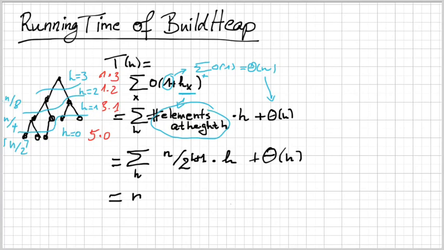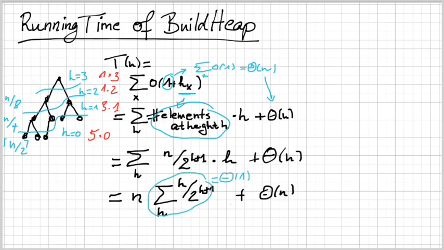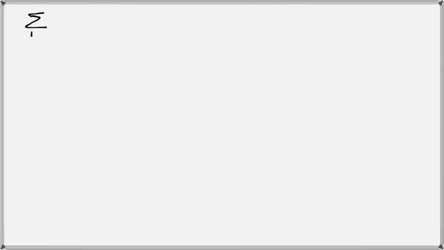Now I'll take the n out of the sum, then I have n times the sum plus order n. And now I claim, and we'll have a closer look at that in a moment, that this sum is actually a constant, and then overall buildheap runs in linear time. So let me illustrate why the sum is a constant.